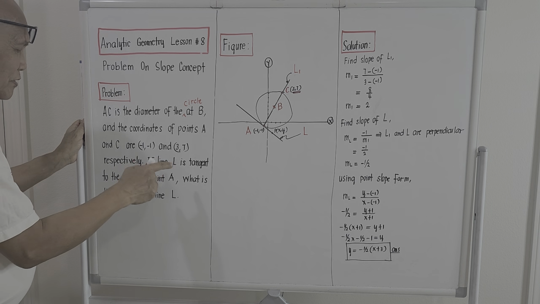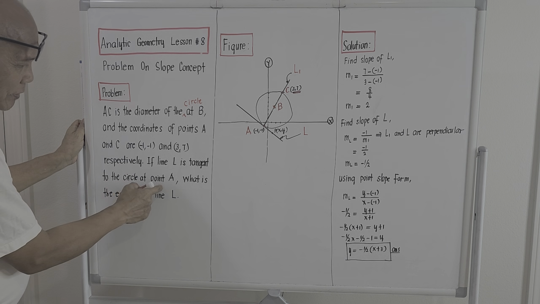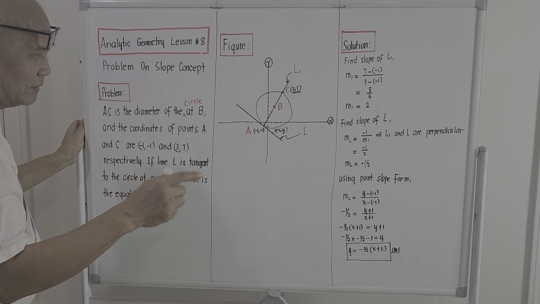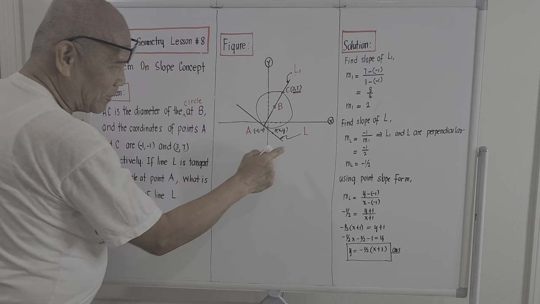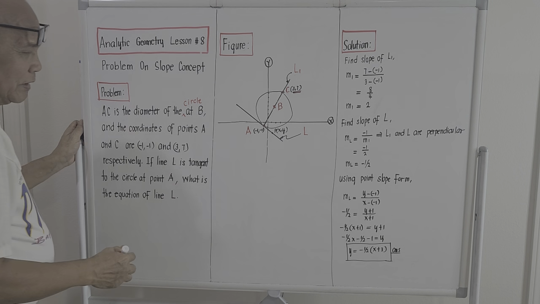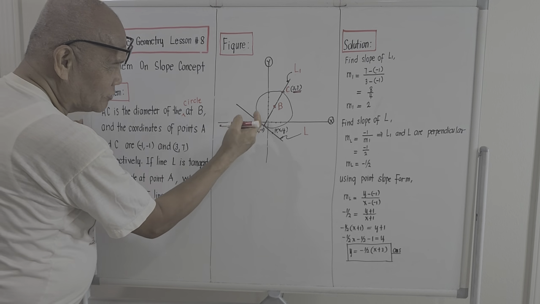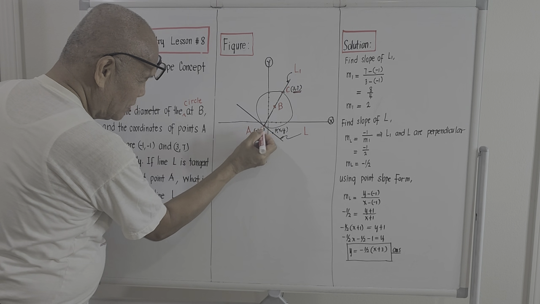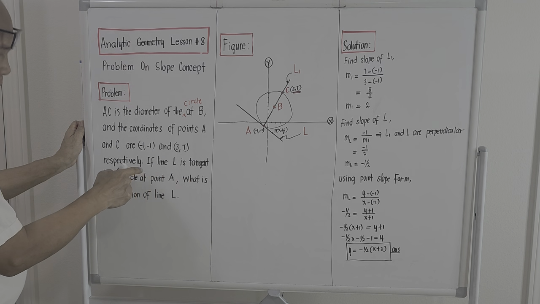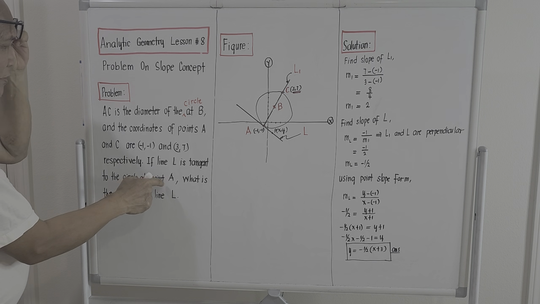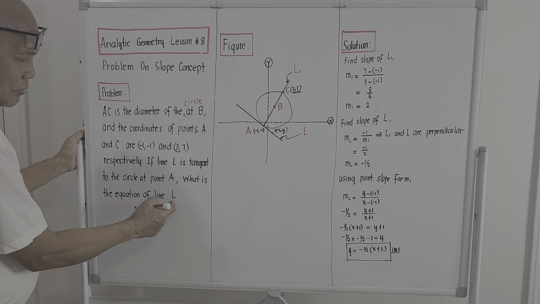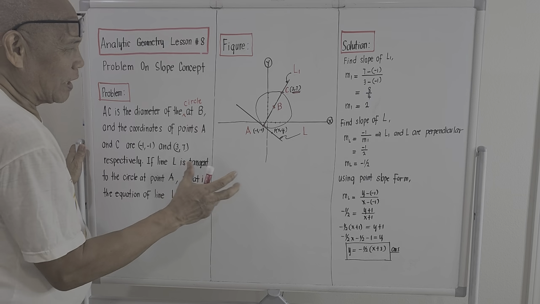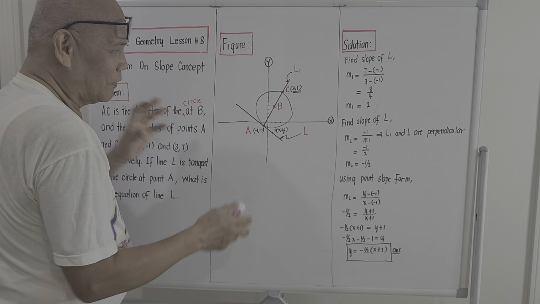If line L is tangent to the circle at point A, we got a line, and that line is designated by capital letter L. This line here is tangent to the circle at this point here. I will continue: if line L is tangent to the circle at point A, what is the equation of line L? Okay, I will give the summary of the figure.